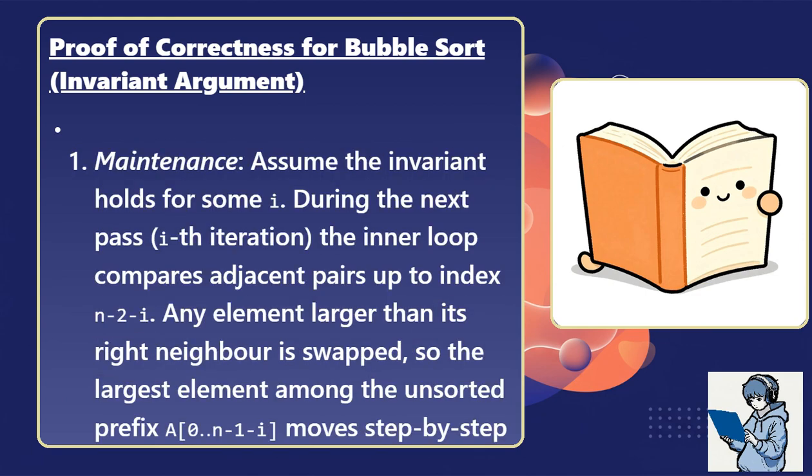Maintenance: assume the invariant holds for some i. During the next pass, the ith iteration, the inner loop compares adjacent pairs up to index n-2-i. Any element larger than its right neighbor is swapped. So the largest element among the unsorted prefix A from 0 to n-1-i moves step by step to index n-1-i. No element beyond that index is touched, so the already sorted suffix remains unchanged. Hence, after the pass, the suffix A from n-1-i to n-1 now contains the i+1 largest elements in order.